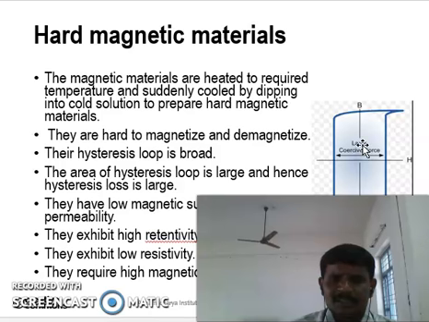Hard magnetic materials are the magnetic materials which have high hysteresis loss. In these hard magnetic materials, the area of the B.H. loop is very high. The materials are heated to the required temperature and suddenly cooled by dipping into a cooling solution to prepare hard magnetic materials. The hard magnetic materials are not magnetized and demagnetized easily.